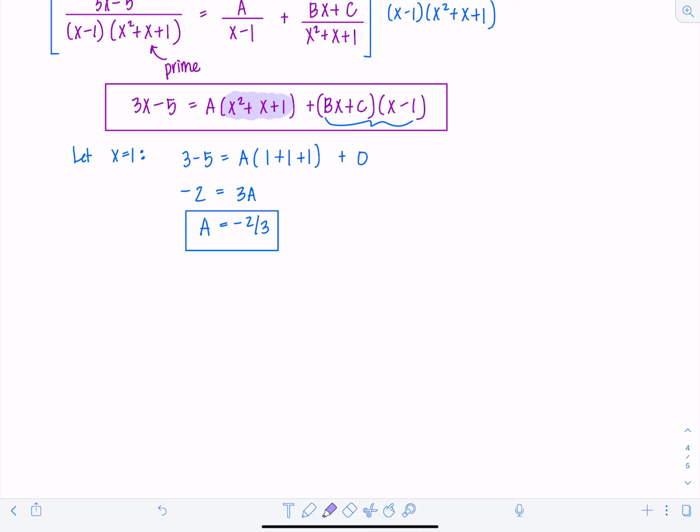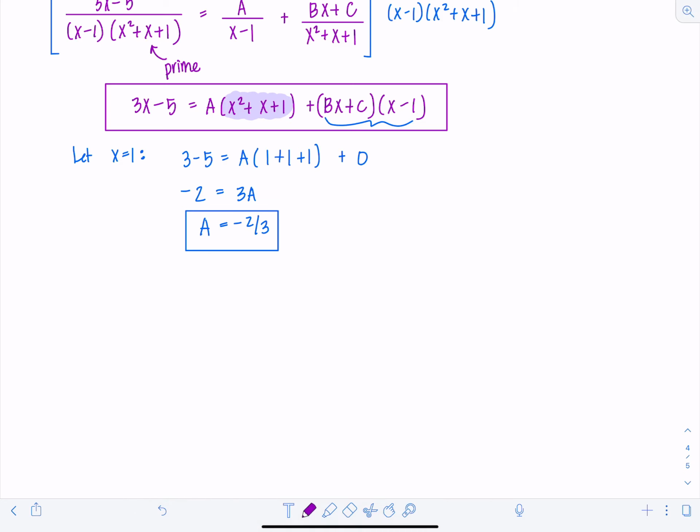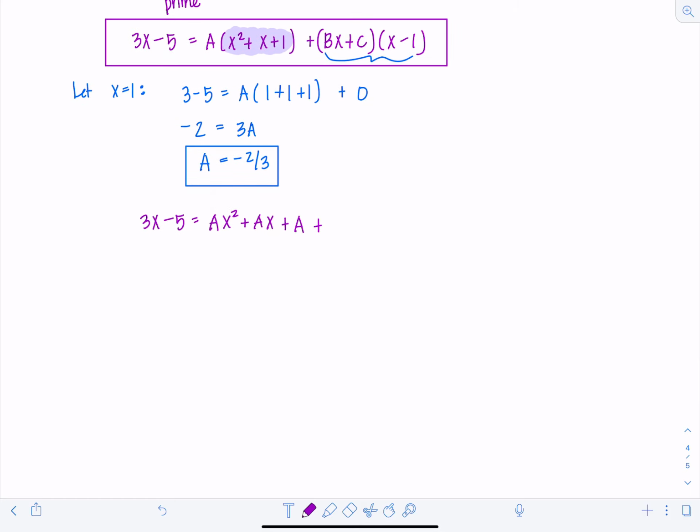So in that case, you're going to have to do method 2 that I showed you in the first example, where you distribute everything and group the coefficients according to the terms. Here, I'll show you what I mean. Since we are stuck, now I have 3x minus 5 equals, and I'm going to distribute, and this one's not so bad: Ax squared plus Ax plus A, plus, and then you have to FOIL out the next part, (Bx plus C) times (x minus 1). So it's Bx squared minus Bx plus Cx minus C.